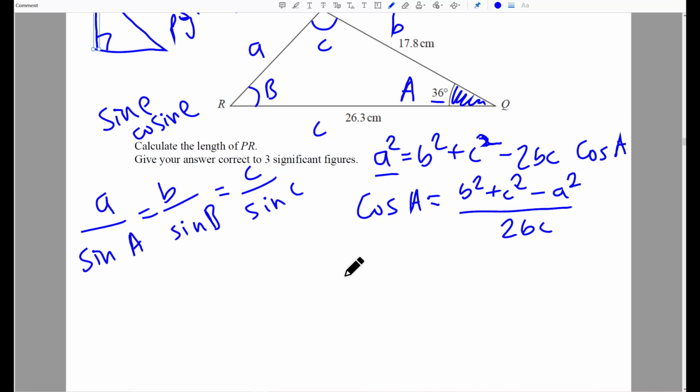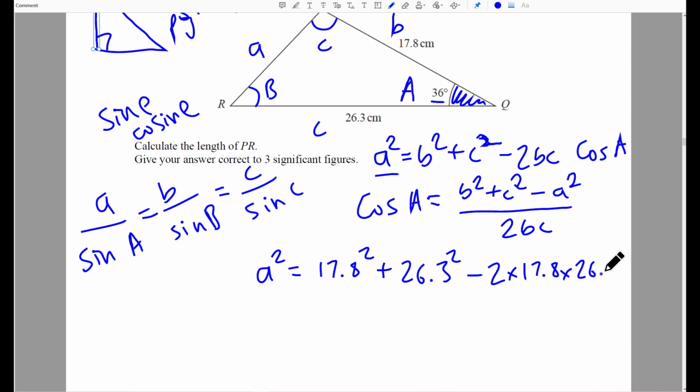So let's just substitute now. We're trying to find A squared, so A squared equals B squared, which is 17.8 squared. Just write this information down for your method mark. Minus 2 times 17.8 times 26.3 cos 36.